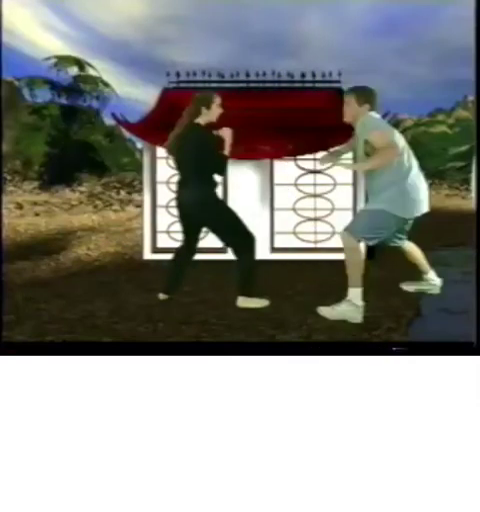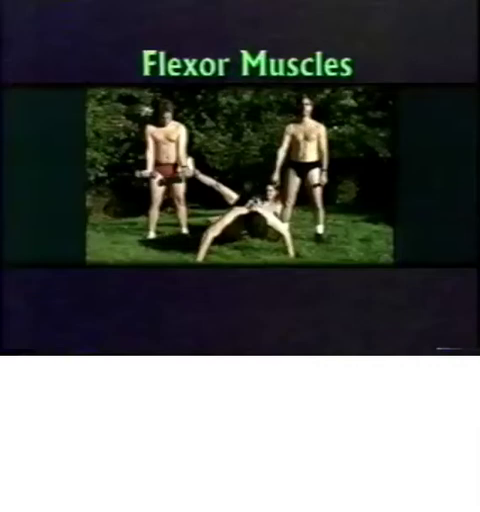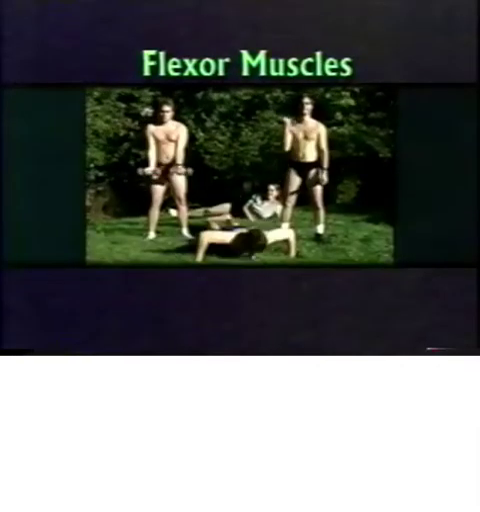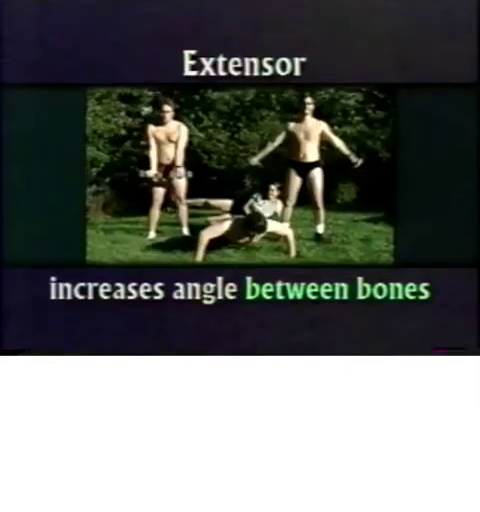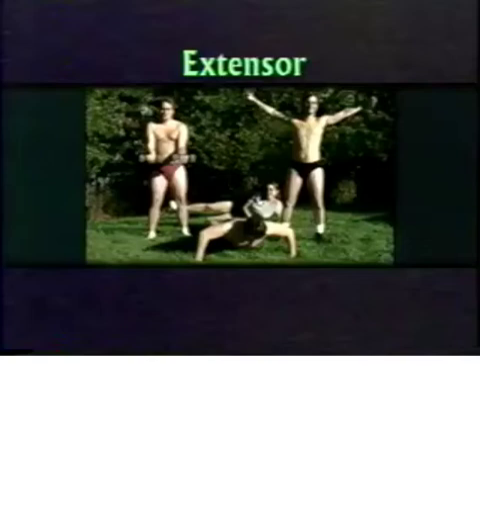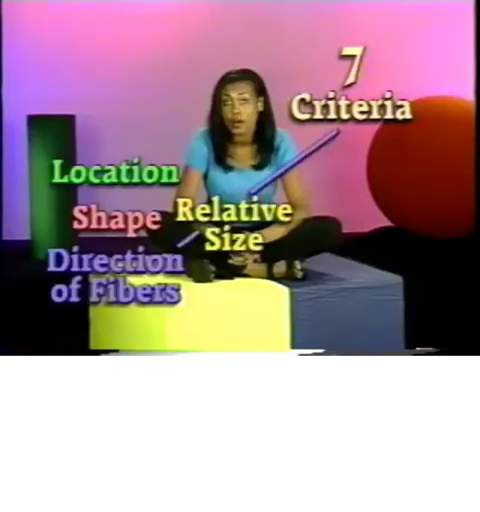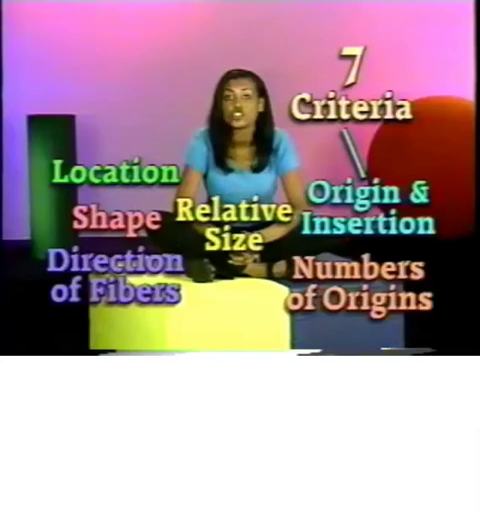The next muscle classification is action, which indicates the type of movement a muscle creates. For example, the flexor muscle decreases the angle between bones, like when you're lifting up a dumbbell. The flexor flexes. The extensor increases the angle between 2 bones, like when you're bringing that dumbbell down. The extensor extends. And that's the 7 criteria for naming muscles: location, shape, relative size, direction of fibers, number of origins, origin and insertion and action.